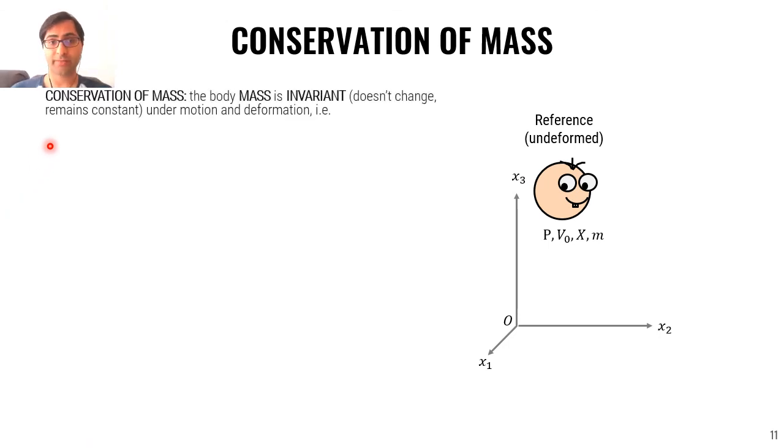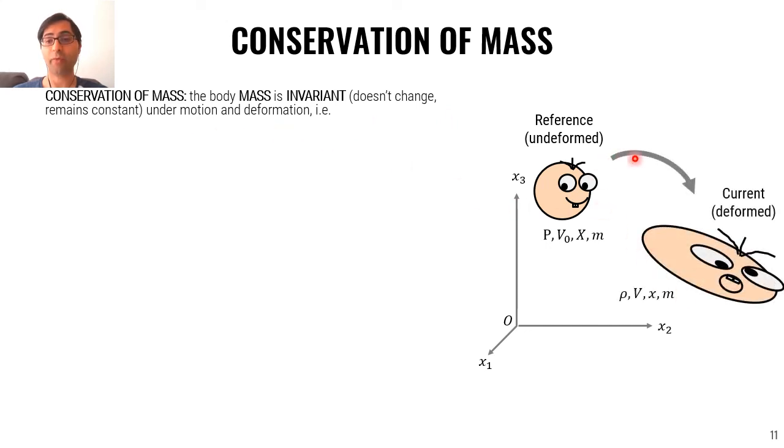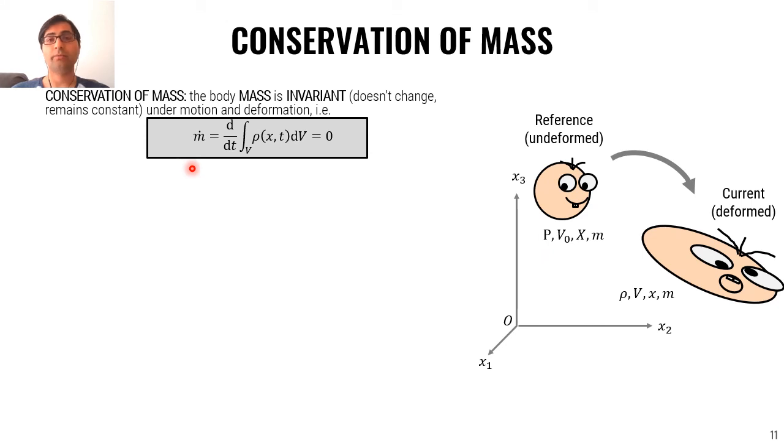Conservation of mass says the body mass is invariant. Basically, it doesn't change or remains constant under motion or deformation. So basically, the time derivative of m should be 0. Let's substitute dv with J dV0, where J is the determinant of F, the deformation gradient.